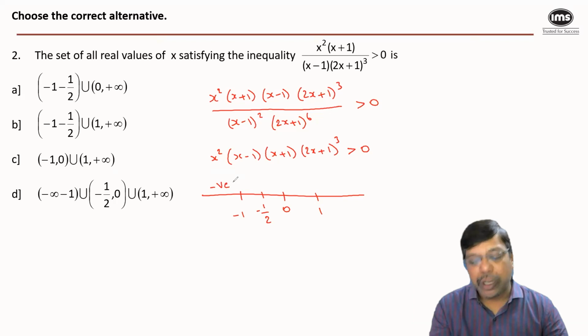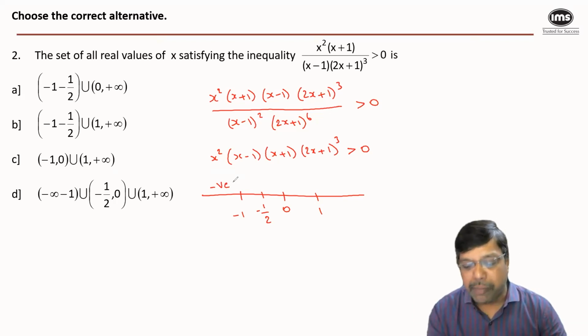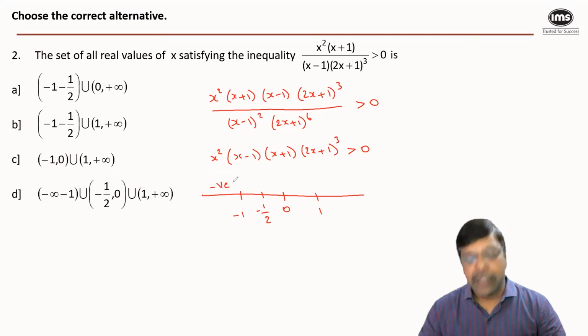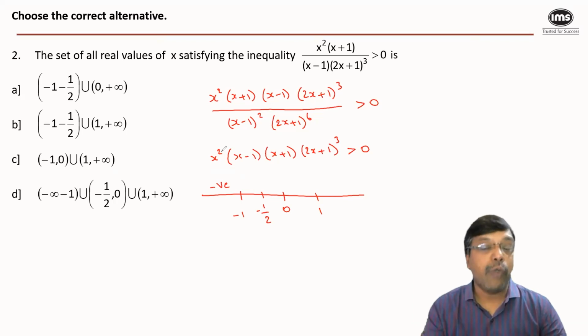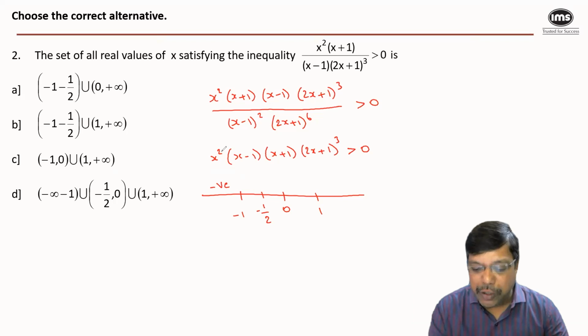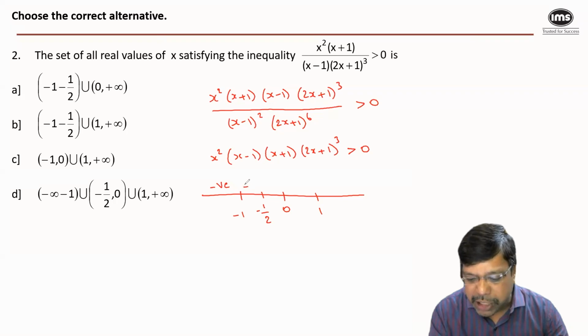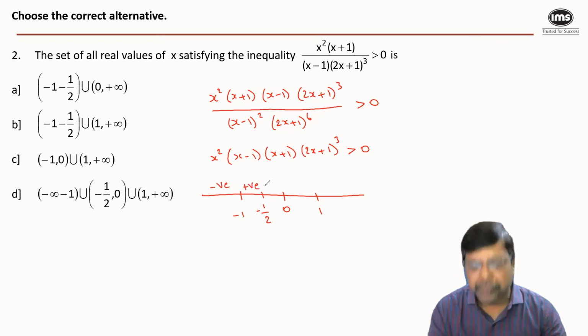If I substitute a value between minus 1 and minus 1 by 2, say something like minus 0.75. Now, if x is equal to minus 0.75, I don't have to calculate how much the expression is, I only want to know whether it is positive or negative. So if you substitute x is equal to minus 0.75, you can clearly see that the expression becomes positive.